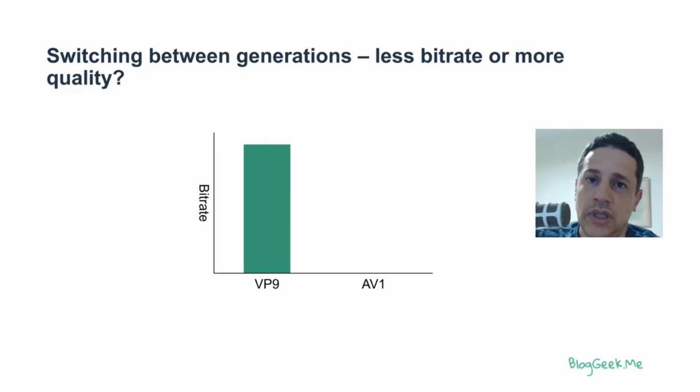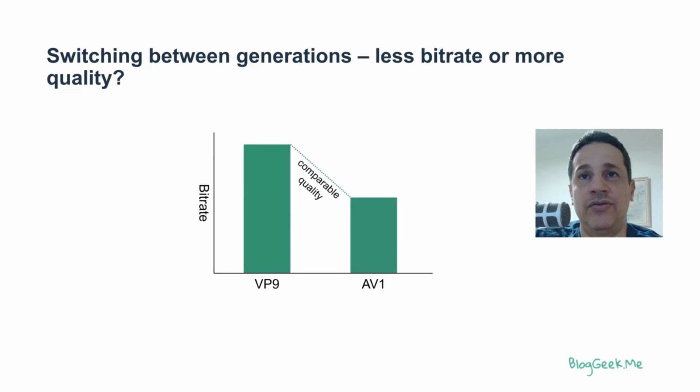So the question is, what do we want to do? Let's say that you're using VP9 today and you want to start using AV1. VP9 is going to take you less CPU than AV1 for the same resolution and bitrate that you want to achieve. On the bitrate side, though, if I use AV1 for comparable quality, I need less bitrate than I do for VP9. So now I have a decision to make.